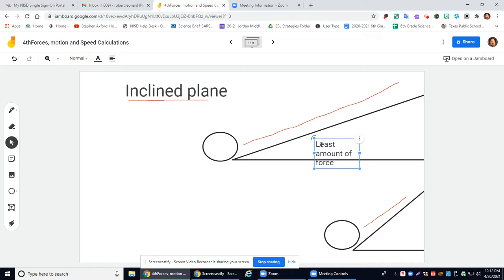And why? Because it has a greater distance to move. So it's a trade-off. You have to move further. However, you move further using less force. Okay, and that looks very similar to a question on the test. The top one would require less force. Why? Because you have to go a greater distance.